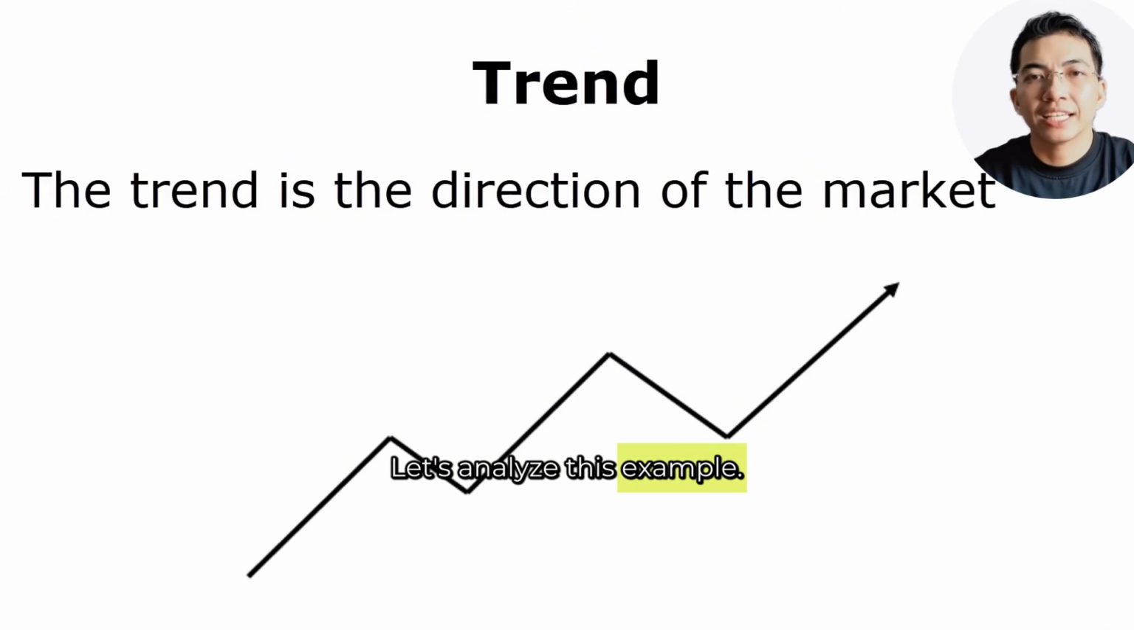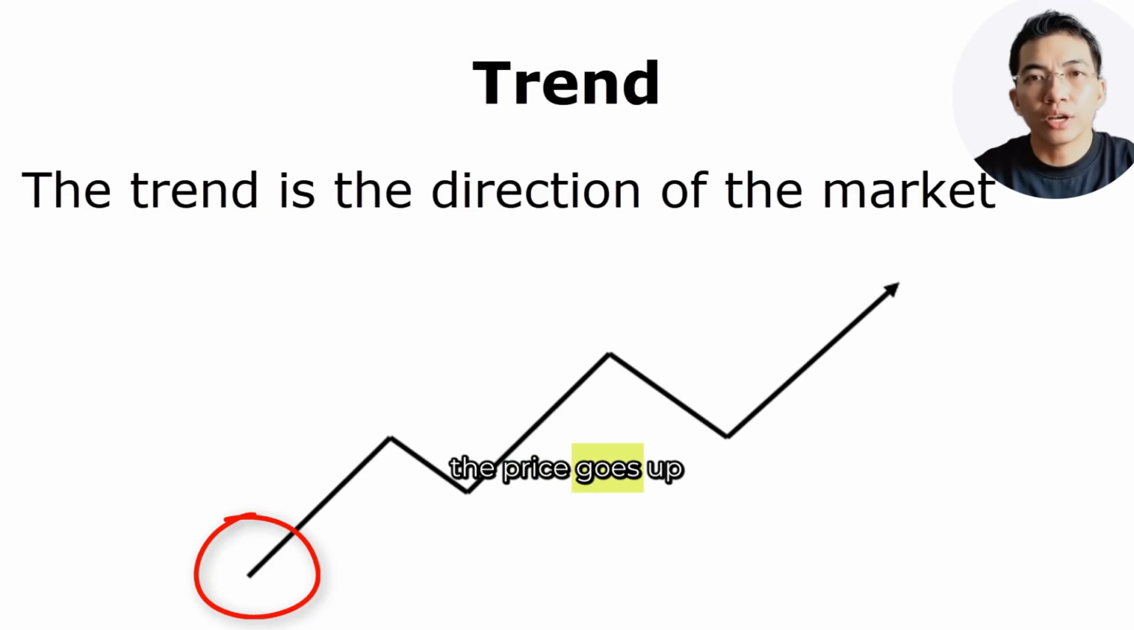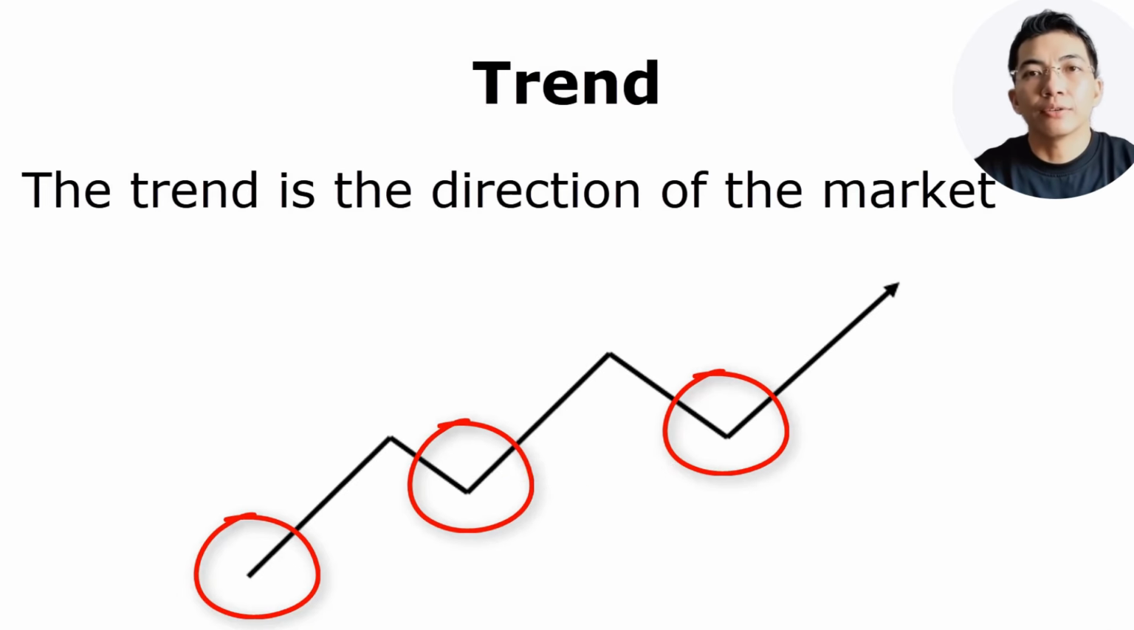Let's analyze this example. You need to have a look at the highs and lows that are formed on the market. In this example, we start from here and the price goes up before having a change of direction. So just focusing on these points, we can say that the first one is the first low. Then the price reaches a high and then it goes back to form a second low. Then it starts to go up again and we have a new high. And then at the end we have the price that forms the third low.